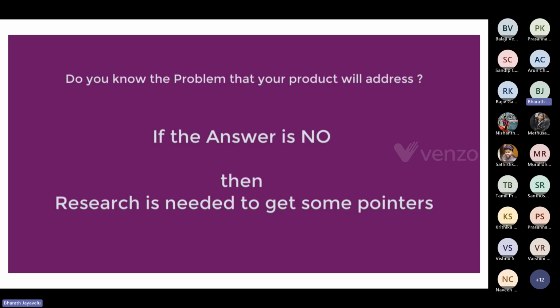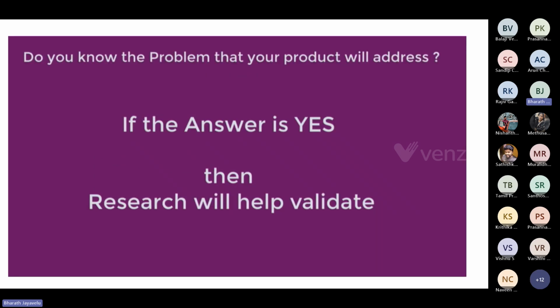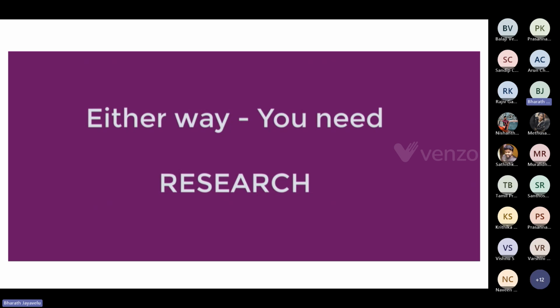If the answer is yes, then you have to do research and gather more pointers, and it will help you build a better product. Even if you know all the things about your product and exactly what problem you are facing, you still have to research for better improvement regarding product development. Either way, you need to do research, even if you know the exact problem you are facing or if you do not. Research is mandatory for building a product.